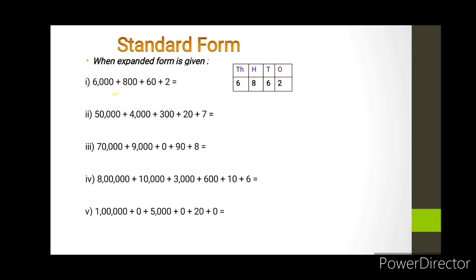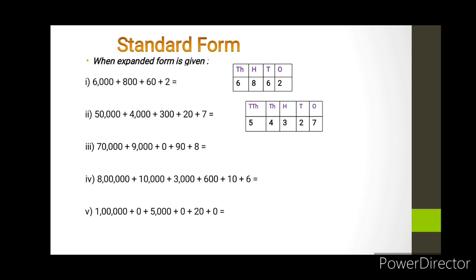6,000. That means 6 is at 1000 place. 800, which means 8 is at 100 place. 60, 6 is at tens place and 2 is at ones place. Similarly, the second one is done. You can have a look. Let's go to the third one.